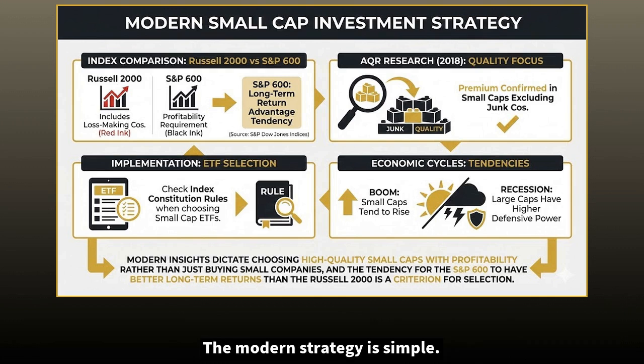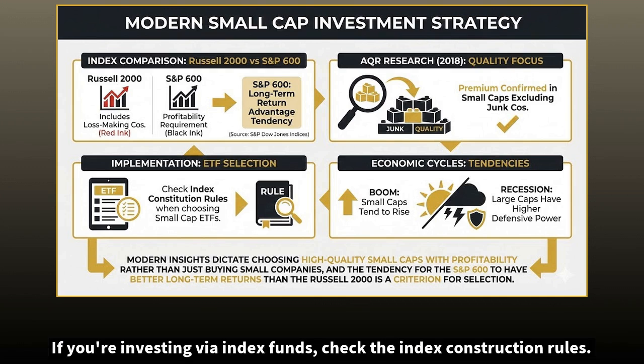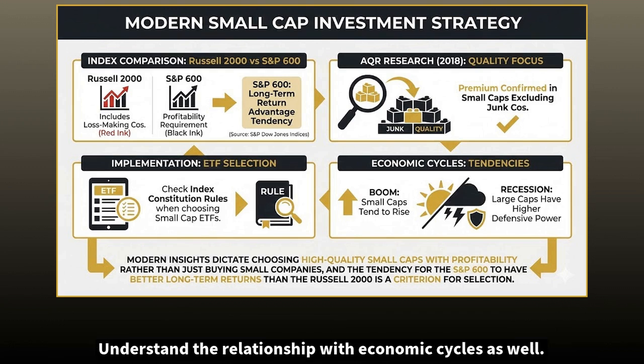The modern strategy is simple. If you're buying small-cap, don't just buy small companies. Select high-quality small-cap stocks with proven profitability. If you're investing via index funds, check the index construction rules. Understand the relationship with economic cycles as well.